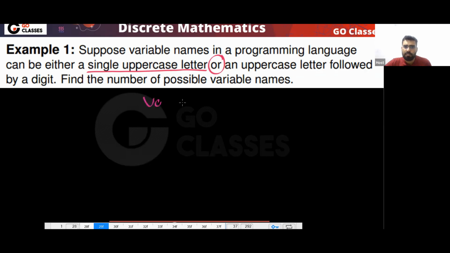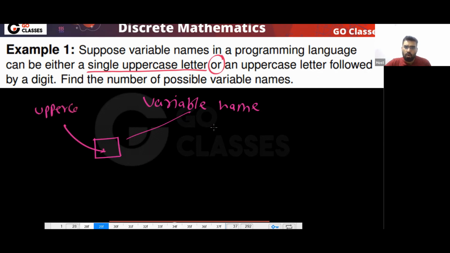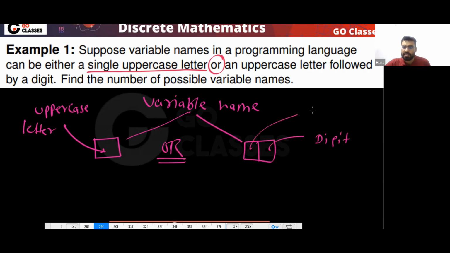Remember, the question is saying that a variable name can either be a single uppercase letter, or it can be an uppercase letter followed by one digit. So this is the idea. Here we have an or.